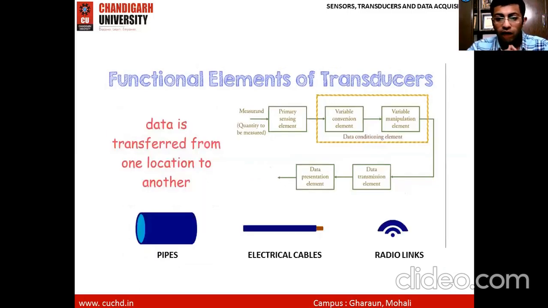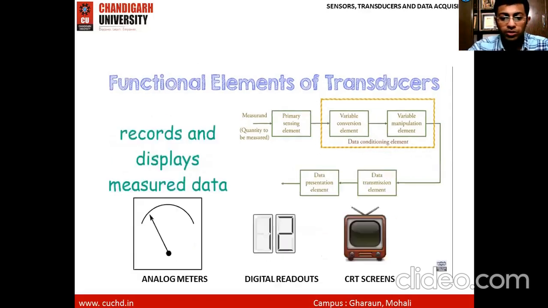Now, after this manipulation element, we have the data transmission element. Data needs to be transmitted from one location to the other, because generally sensors may be employed in one area, but your measurement may be taking place at some other area. So you need a transmission medium. The transmission medium can be pipes, electrical cables, or radio links, Wi-Fi, wireless. So these can be used.